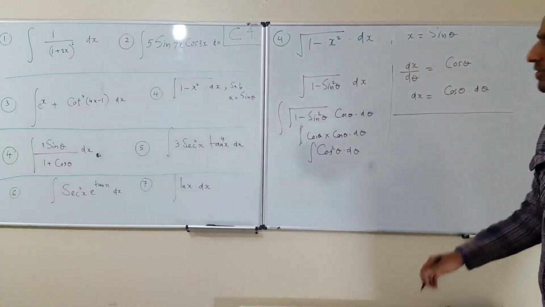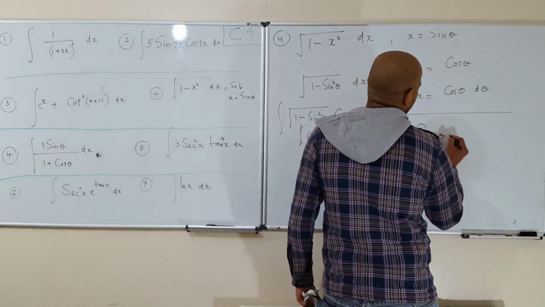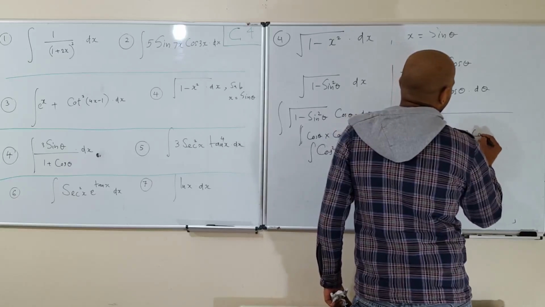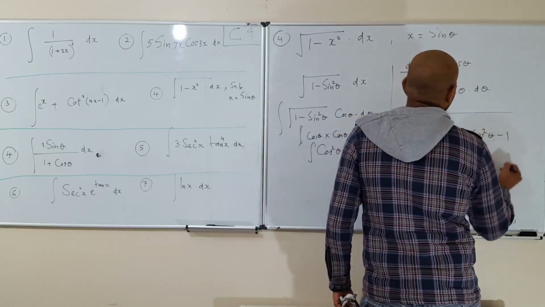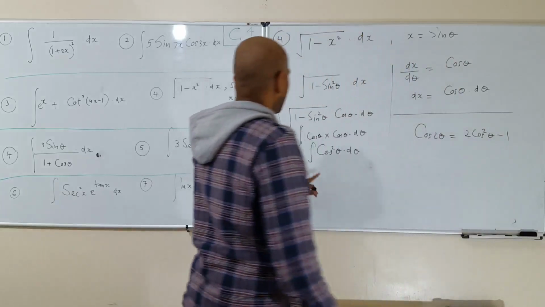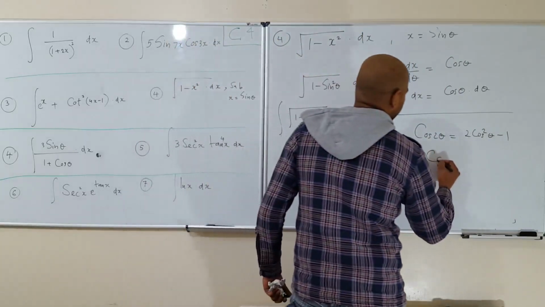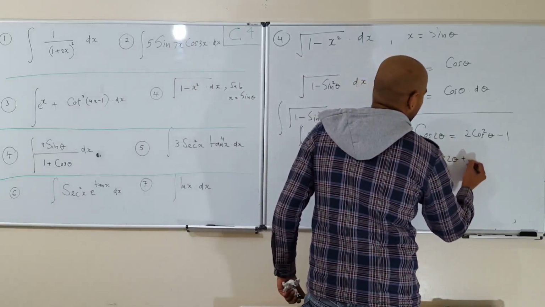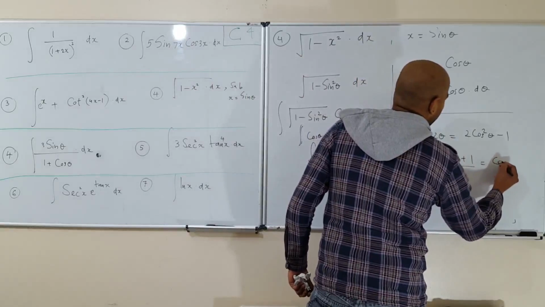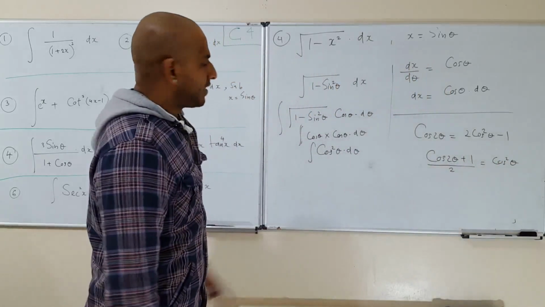possibly cos 2 theta, isn't it? Because we know cos 2 theta equals 2 cos squared theta minus 1. Alright? So I can replace cos squared theta with (cos 2 theta plus 1) divided by 2. That's cos squared theta. Can replace this with this.